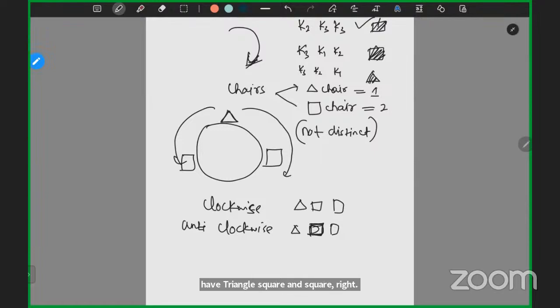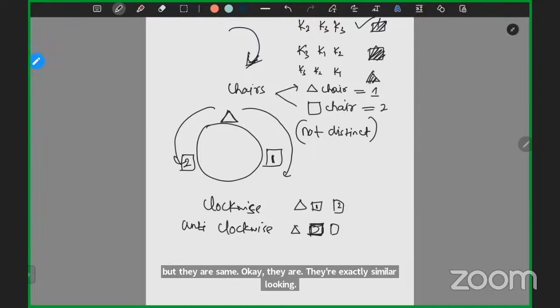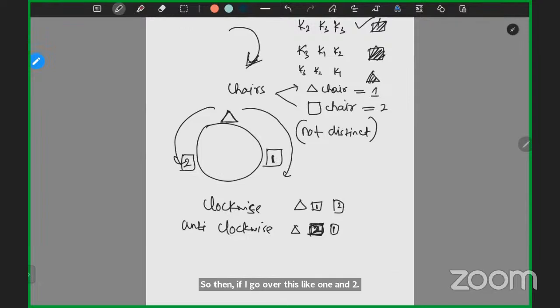So if I maybe mention which I'm talking about, let's say I'll call these 1 and 2, but they are the same, okay? They're exactly similar looking. So if I go clockwise, it's like 1 and 2, and this is 2 and this is 1, okay? But from outside, let's say I show you the picture and ask whether you can tell the difference, then you will say no, I can't tell the difference.